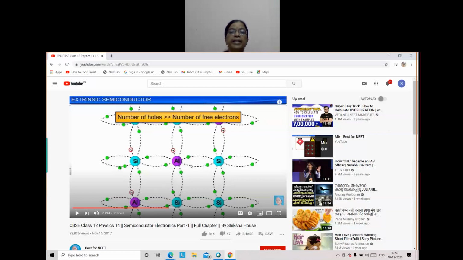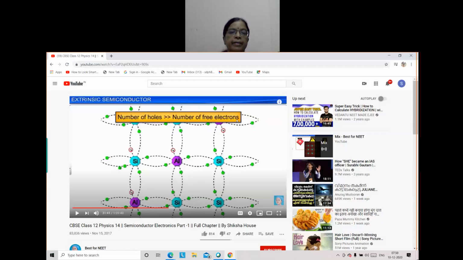But when a trivalent impurity is added, which number increases? I'll ask Akshaya. Akshaya, when a trivalent impurity is added, which one is increasing? Number of holes or number of electrons? Akshaya: Number of holes. Number of holes increases. Very good. So we say the number density of holes is greater than the number density of electrons. Number density means number of particles per unit volume. So the number of holes is very much greater than the number of free electrons.